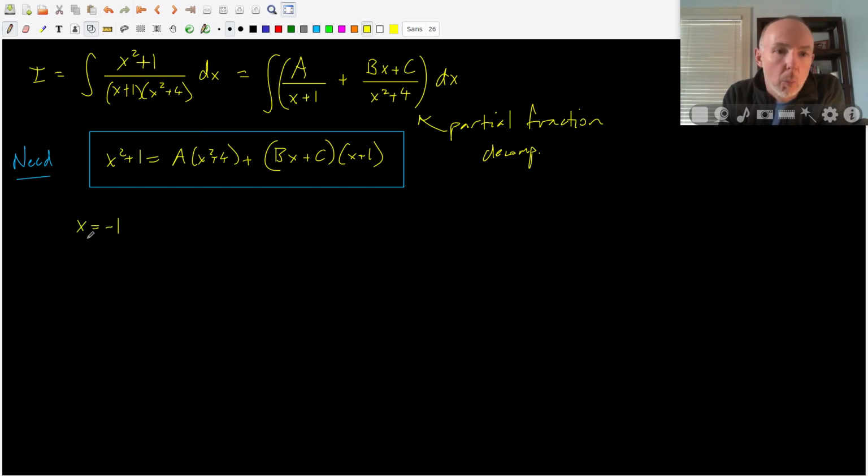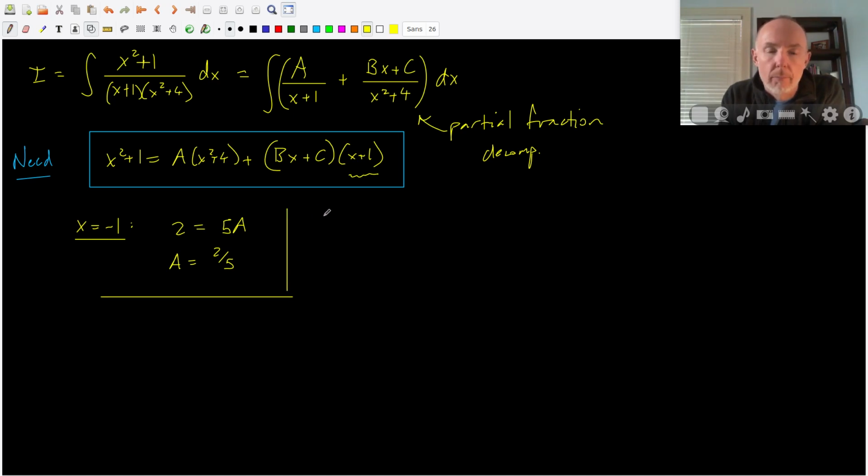The simple one to start with is when x equals minus 1, because that'll make this factor 0. That'll leave us with minus 1 squared is 1, so 2 on the left, and I think that's going to be 5a. Plugging minus 1 in there, squaring it, you get 1 plus 4, that's 5a plus, and everything else is going to drop out, right? Because x plus 1 is 0. So this whole last term is 0, so we know a is 2/5. All right, so let's try another value.